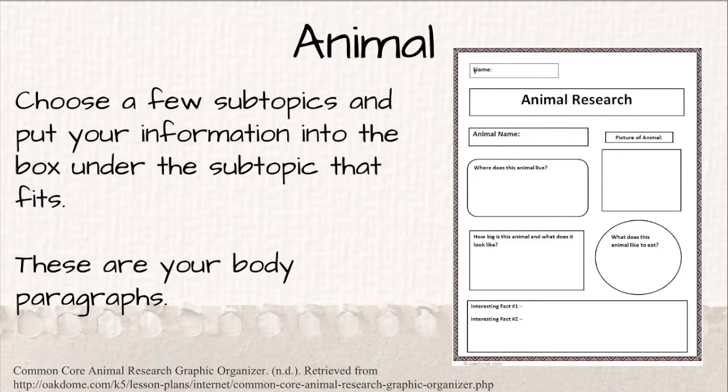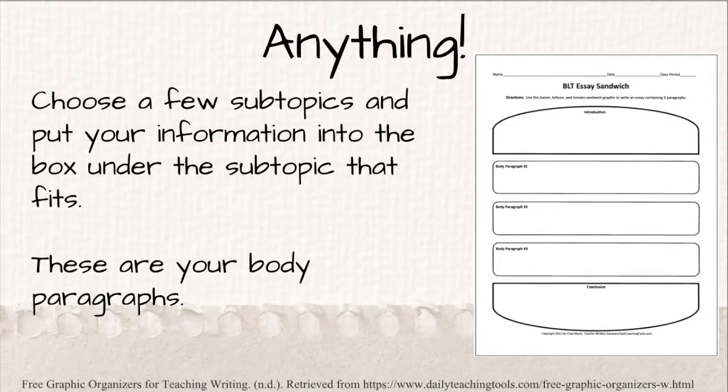Animal. Choose a few subtopics, such as the habitat where the animal lives, the appearance of the animal, what it looks like, how it behaves, what it likes to eat, or its diet. These will be your body paragraphs when you write your essay.